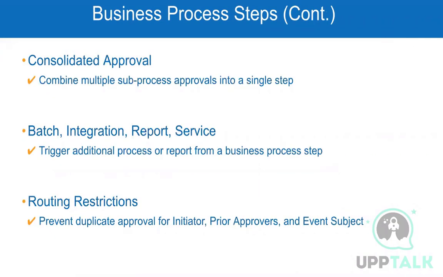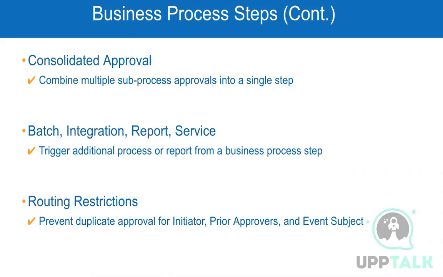The next is consolidated approval. It combines multiple sub-process approvals into a single step. It's a little out of date, or I'll say not much used, without many good use cases, but it can be used if you want to. If in a process you are using a lot of sub-processes, you can club the approvals into a single step. The caveat here is that all those steps should go to the same security group, which is rarely the case. That's why these are not used very often.